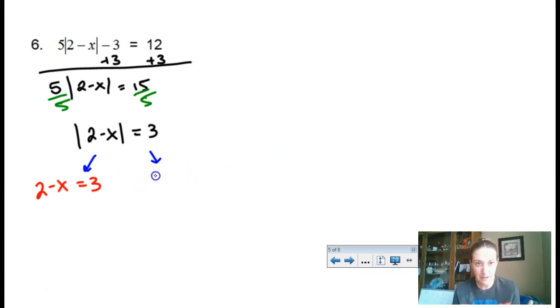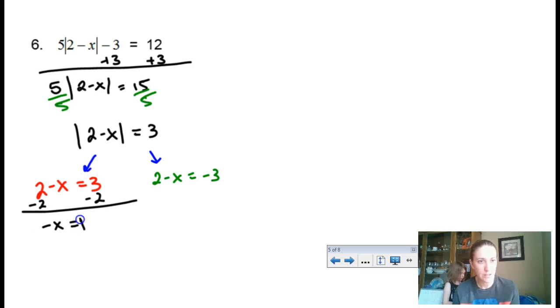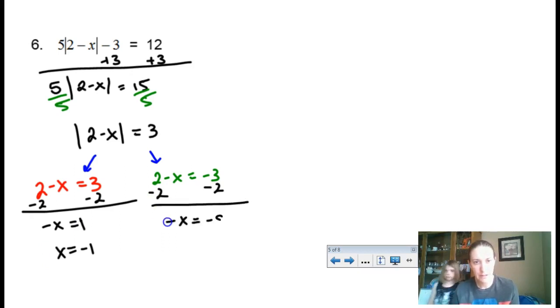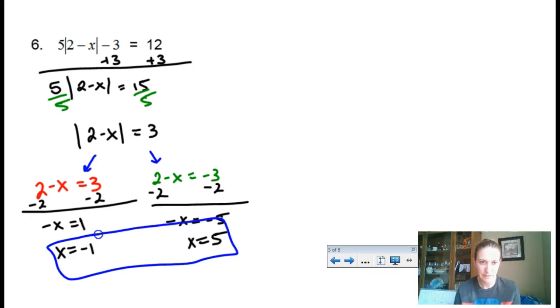On this next one, I'm not going to change the inside stuff, but I am going to say it could equal negative 3. So when we solve, let's see, well, don't lose your negative there. Negative x equals 1. So x equals negative 1. And then negative x equals negative 5. So x equals positive 5. And I know you're feeling a little paranoid after that last question, so feel free to plug these in if you'd like, but they work.